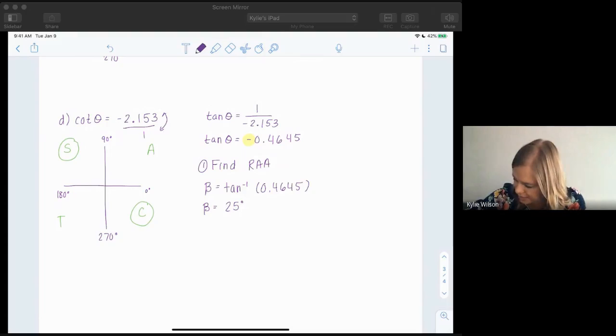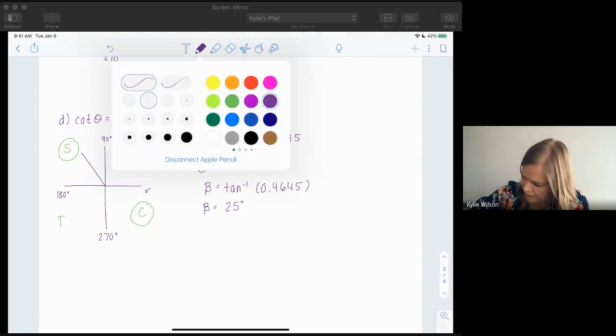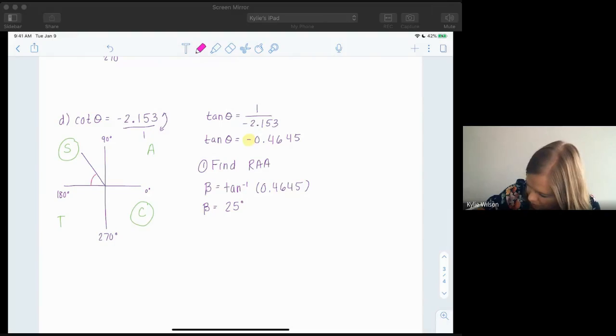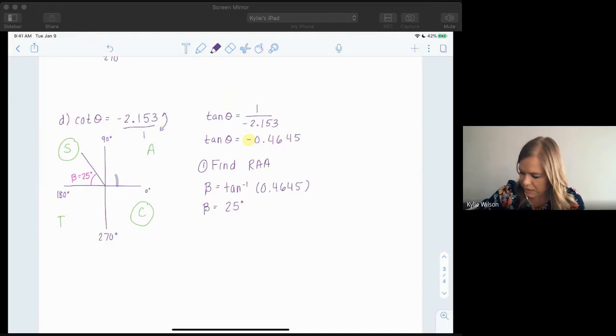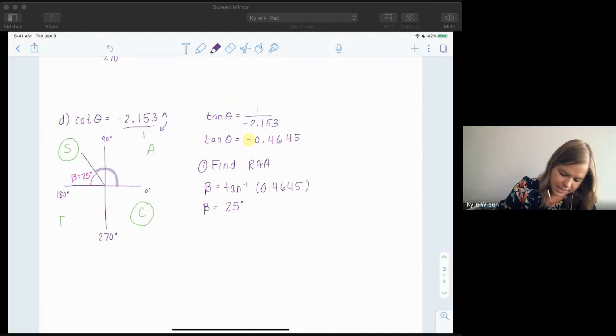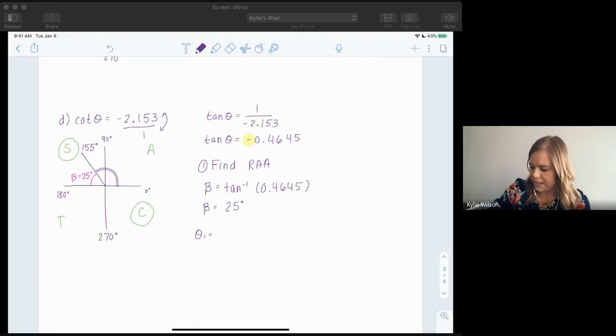So we have one in the S quadrant here, and we have a related acute angle of 25. Remember, our related acute angles are always measured from the x-axis. Now let's find the value of that angle. We go from 0 plus 90 and plus a little bit, and then we would have 25 degrees left to get to 180. So 180 minus that 25, that angle is at 155 degrees. So theta 1 is at 155 degrees.